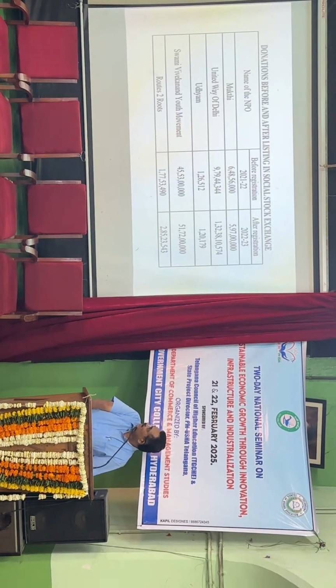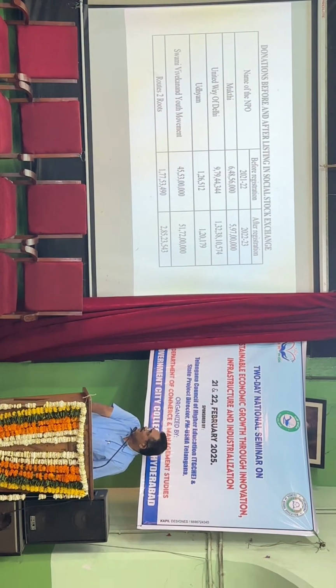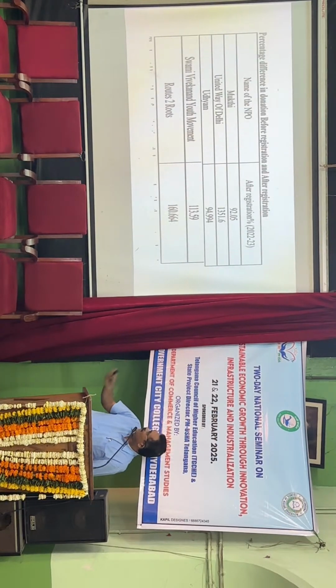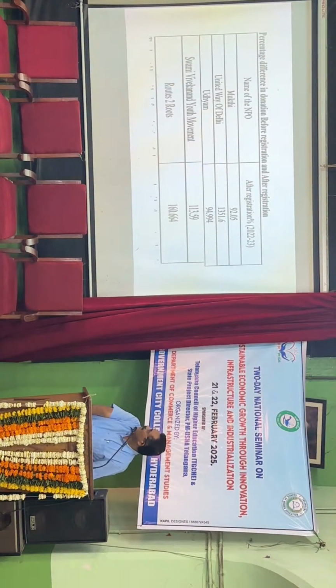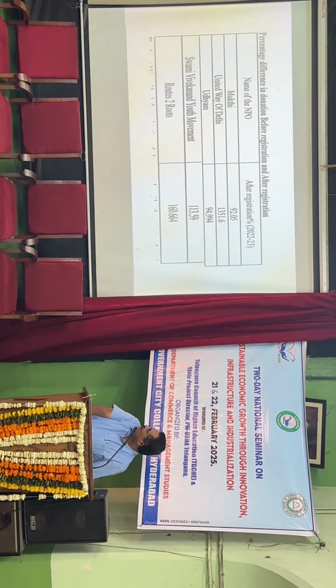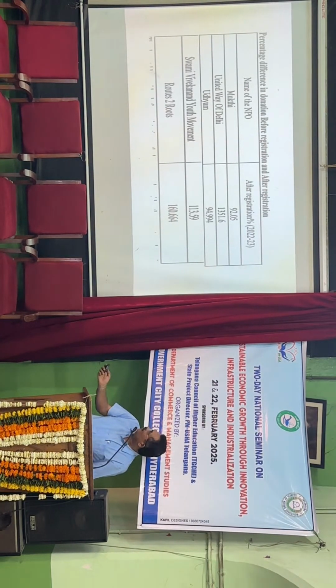The names of the NPOs are Mukti, 2021 funds and 22-23, United Way of Delhi, Udyam, Swami Vivekananda Youth Movement, and Roots to Roots. These are the funds before registration of those NPOs and after registration. And the percentage increase after registration is 92.05, 1351.6, 94.994, 113.59 and 160.664 percent in donations before and after registration.